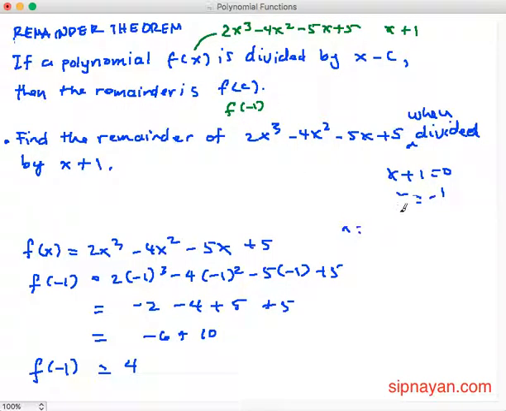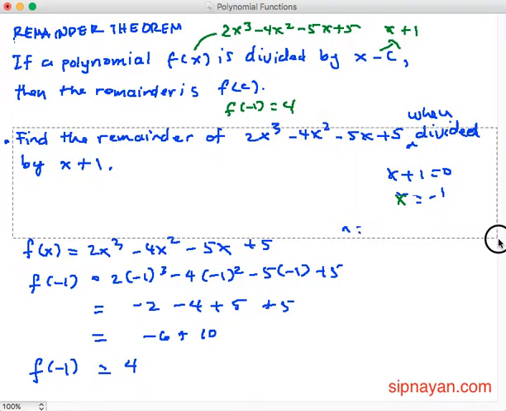Which is, ito yung value ng x natin kanina, ito yung c natin, di ba? So, ang f of negative 1 natin ay 4. So, if a polynomial 2x cubed minus 4x squared minus 5x plus 5 is divided by x plus 1, then the remainder is 4. Okay? So, pwede natin yan using long division, no? Pero mabilis lang dito. Bibilisan ko na lang kasi medyo mahaba yung oras.